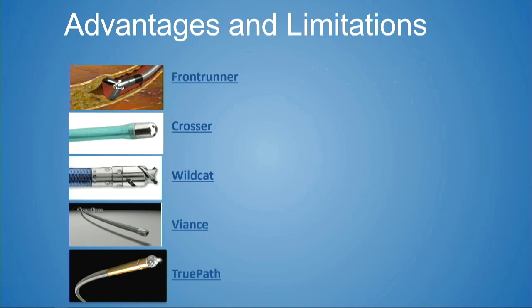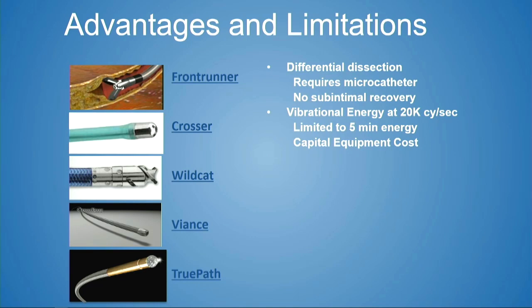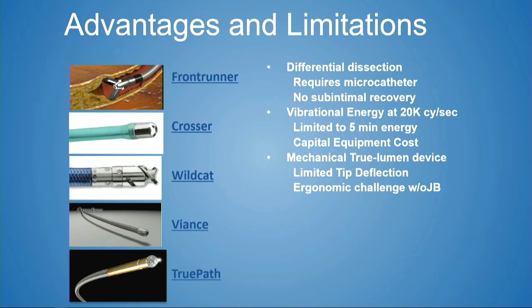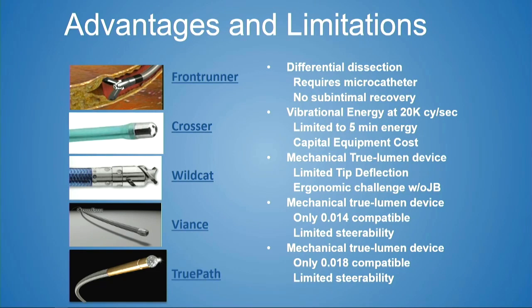But what are the advantages and limitations of the devices that we have when the wire doesn't work? There are devices with differential dissection, like the Frontrunner device, which allows you to move the catheter through the occlusion by opening and closing the jaws. The Crosser catheter, which you're familiar with, is a vibrational technique. You've probably seen the Wildcat, which is kind of an Archimedes rotational device that's attached to a juice box, which is the energy behind it. The Viance catheter, I think we heard some examples of, and the TruePath. These are some of what are available.